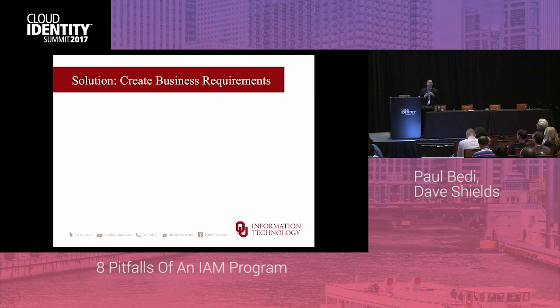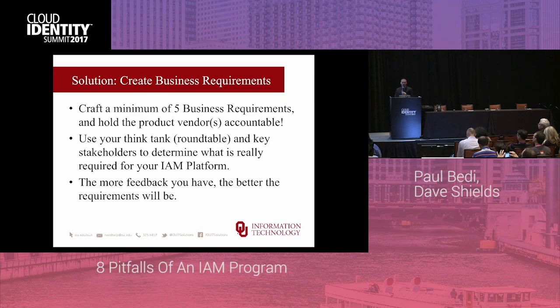So the way we solved this or prepared for this was we created business requirements at the university. We sat down and talked to all of these organizations, all those data stakeholders, and we said, what do these processes look like? What do they have to do? What is this all going to be? We crafted it. I suggest you go at least 5 business requirements, maybe a few more or a few less. Use that roundtable and get those stakeholders in to determine what's really required. The more information you have, the better you're going to be.